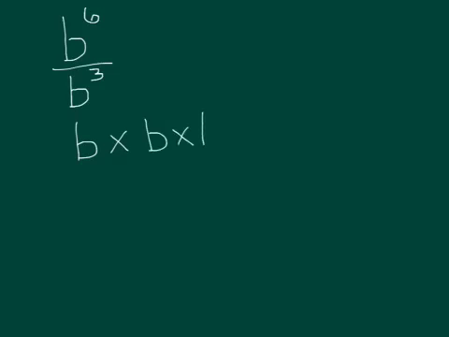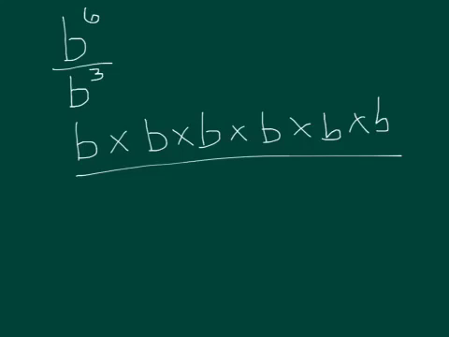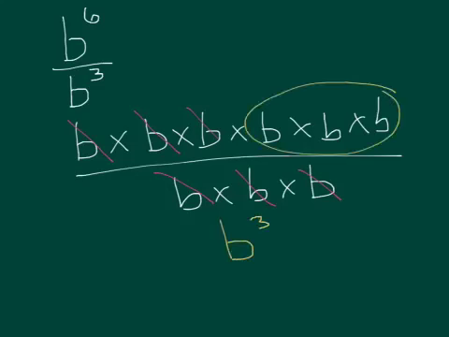Now I can do the same thing with variables. If I had b to the 6th over b to the 3rd, that would look like a bunch of b's, 6 of them, on top, and 3 of them on the bottom, all multiplied together. So the top would be b to the 6th, bottom would be b to the 3rd. And then I can look for 1s, and a b divided by b is a 1, a b divided by b is a 1, and there's another 1. So again, I'm left with b to the 3rd over 1, or just b to the 3rd.